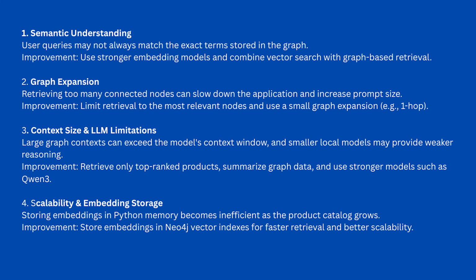Another limitation is context size. Sending too much graph data to the model can exceed the model's context window. To avoid this, we should retrieve only the most relevant products and summarize the graph context before sending it to the LLM. Finally, as the product catalog grows, embedding storage and retrieval become important. Instead of storing embeddings in Python memory, we can use Neo4j's vector indexes for better scalability and performance.